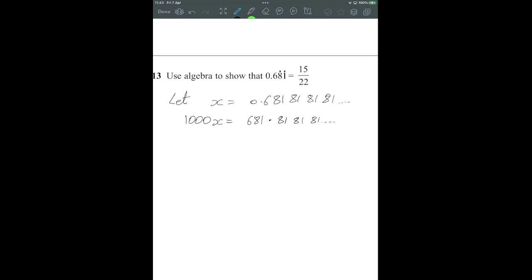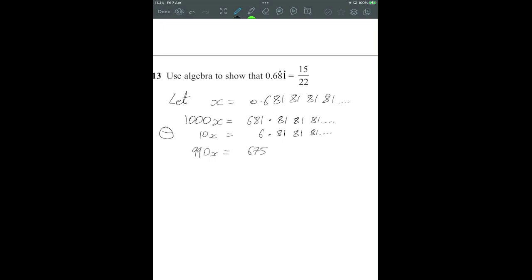Well, I want to subtract something to kill off all of those decimals. Now I can't subtract x because the decimal places don't line up, but I can subtract 10x. If I put 10x underneath, it moves the decimal place 1 spot, and you'll notice all the 8s line up perfectly. So now when I subtract these two things, 990x on the left, all the decimal places cancel, and I'm left with 681 subtract 6, 675.